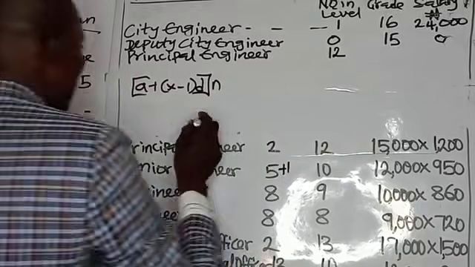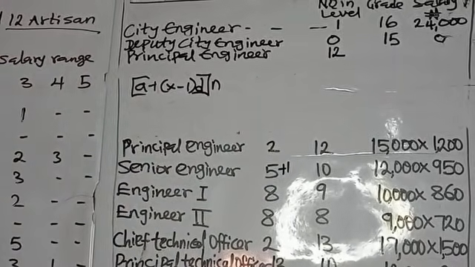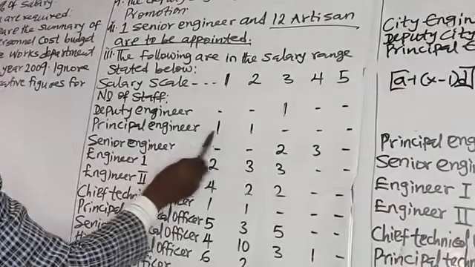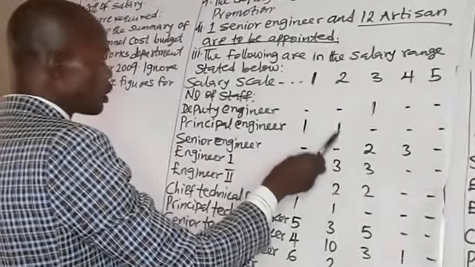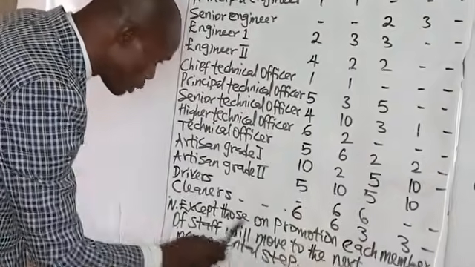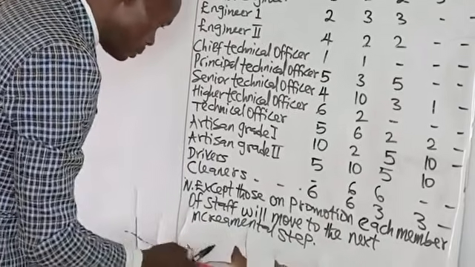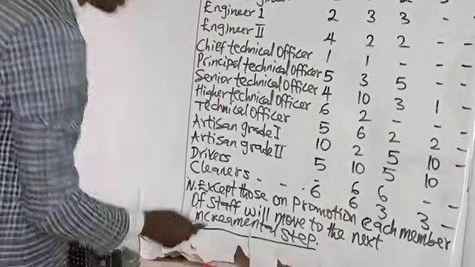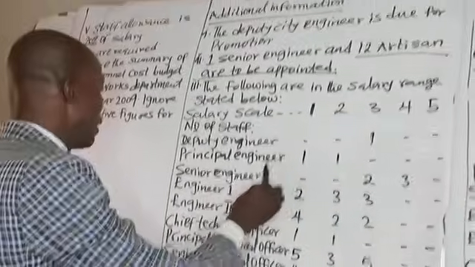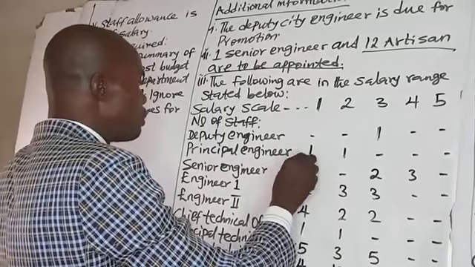So the first person who was in principal engineer, who was in step 1, we now move to step 2 based on note 4. Note 4, we were told that except those on promotion, each member of staff will move to the next incremental step. So the person who was in step 1 before, that is principal engineer, we now move to step 2.